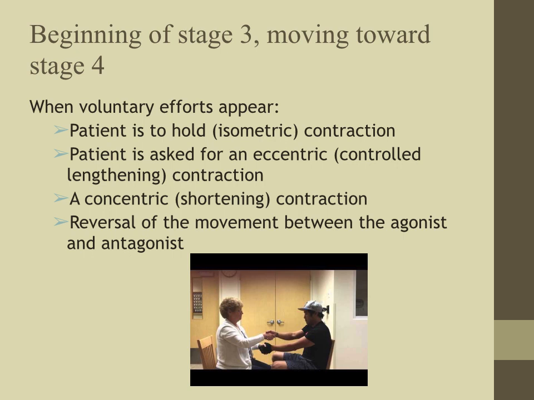The beginning of stage 3 and then again moving towards stage 4 is demonstrated when voluntary efforts appear. The patient is to hold isometric contractions. The patient is asked for eccentric or controlled lengthening contraction, a concentric or shortening contraction, and then reversal of the movement between the agonist and the antagonist. The video represents the rowing technique utilized to produce contractions that aid in recovery of limb movement, and note the repetition of the movements that are done in the video.